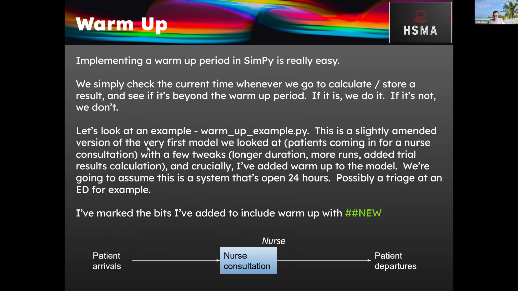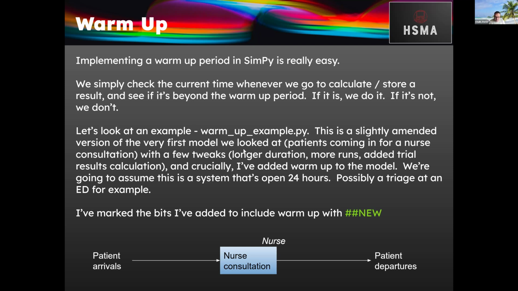Now, the good news is that it's really, really easy to implement a warm-up period in SimPy. All we have to do is check the current simulation time, which you're already used to doing, because if you remember from your SimPy models, when we calculate how long the patient's been queuing, we record the time when they enter the queue and the time when they left the queue, and then take the difference. We use that same "give me the time now" command to work out what the current simulation time is and see if we're in the warm-up period. And if we are, we don't collect the results, and if we're not, we do. And it really is as simple as that.